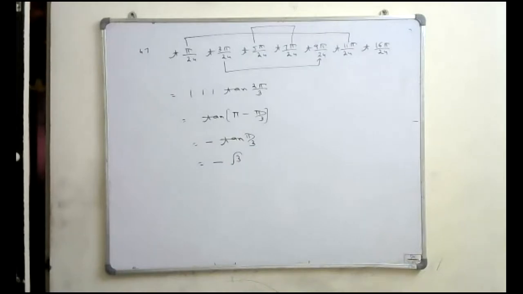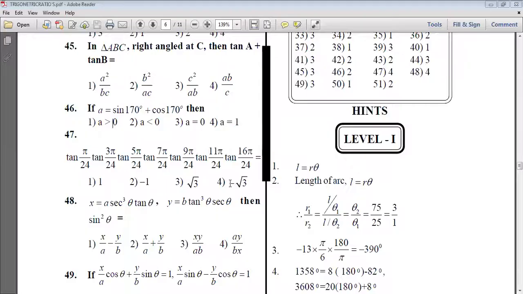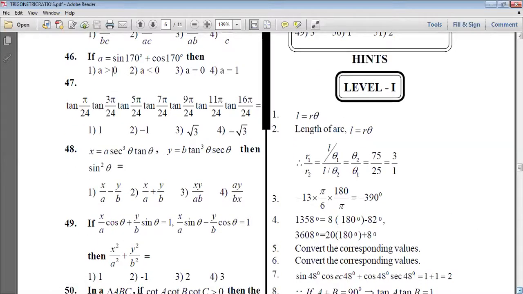Any more doubts? Hmm, 48 आ गया क्या? 48, 49. Sir, 48. So 48th one. Okay. Let's look at the 48 problem.